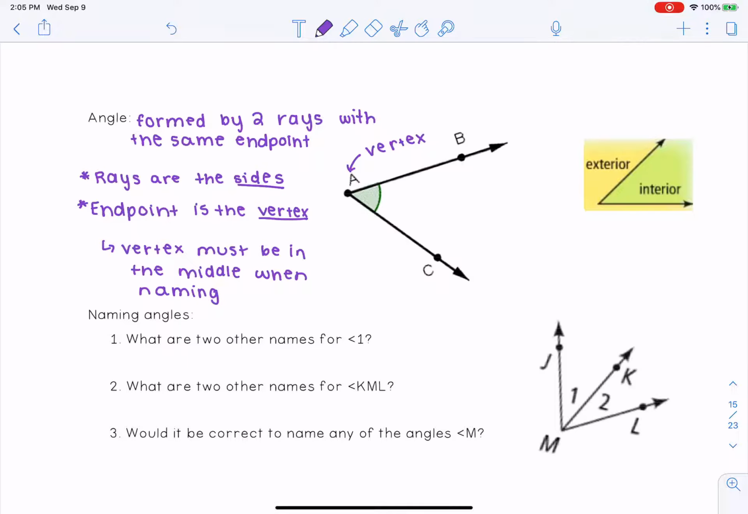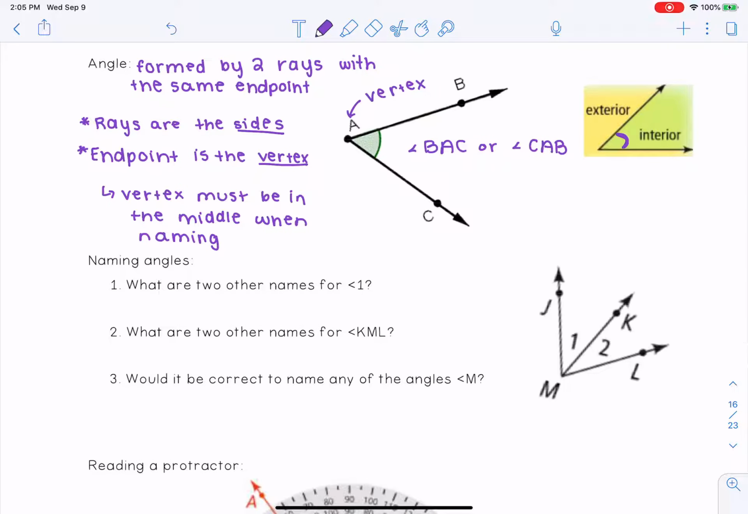So this angle, we can call it angle BAC or angle CAB. And then here's the inside of our angle in green, and the exterior is the outside of our angle.